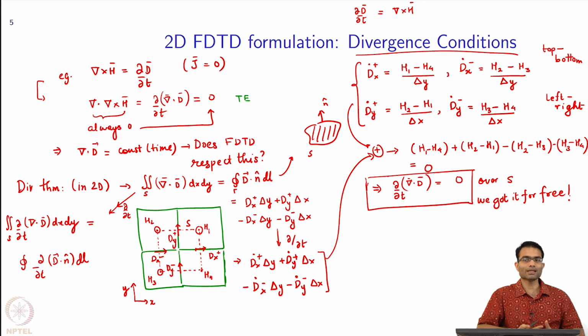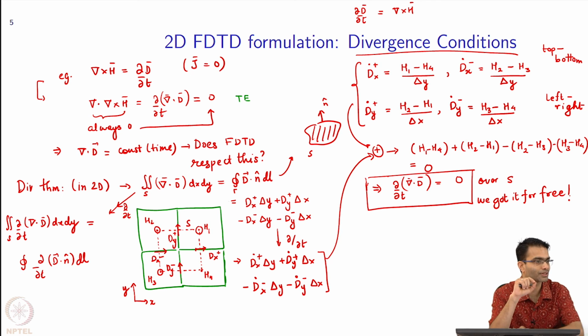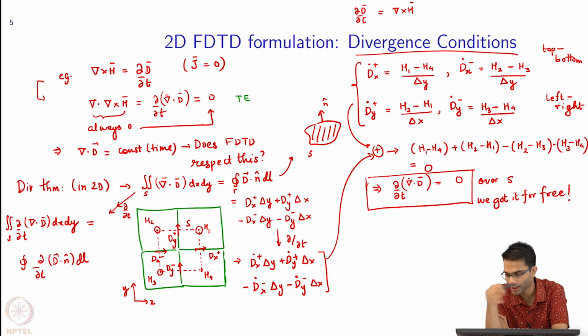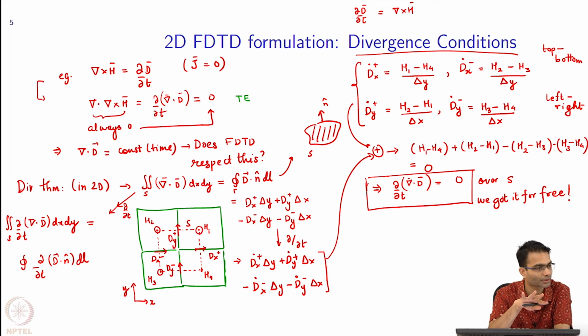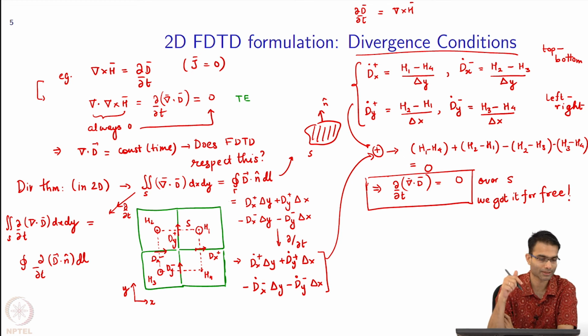What was the key reason we got this for free? The design of this E cell. By staggering everything by half a grid, and taking finite differences as two-sided, right? Centered differences. That's how all this H1 got cancelled from another H1 from somewhere else, and so on. All the H's got cancelled over there. So, this divergence condition being satisfied, that the divergence remains constant with time, we are just getting this for free, right. So, this is one of the elegant aspects of the FDTD E cell. Okay.